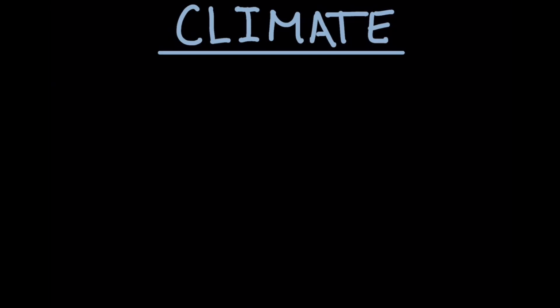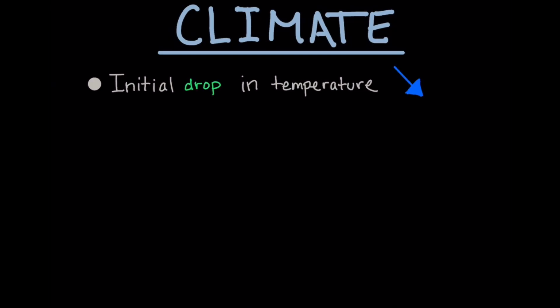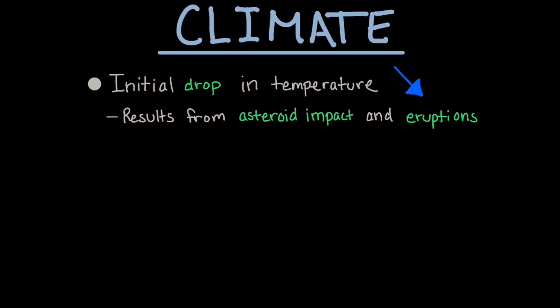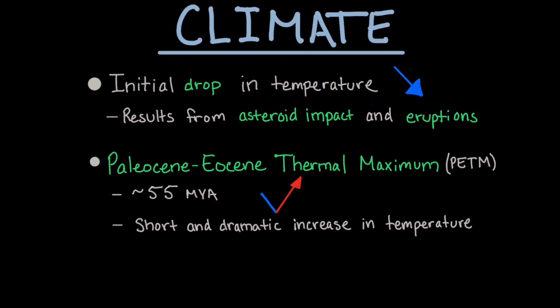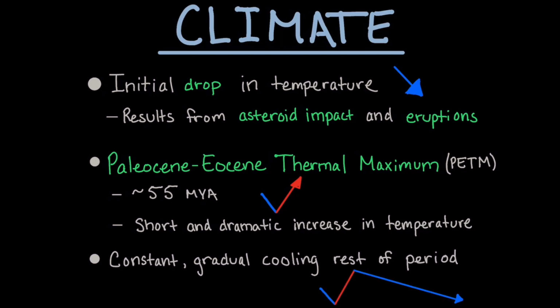At the beginning of the Paleogene, there was an initial drop in temperature. This was a result of the asteroid impact and eruptions from the previous period, the Cretaceous. The Paleocene-Eocene thermal maximum, or the PETM, was around 55 million years ago. This was a short and dramatic increase in temperature. Constant and gradual cooling lasted the rest of the period.